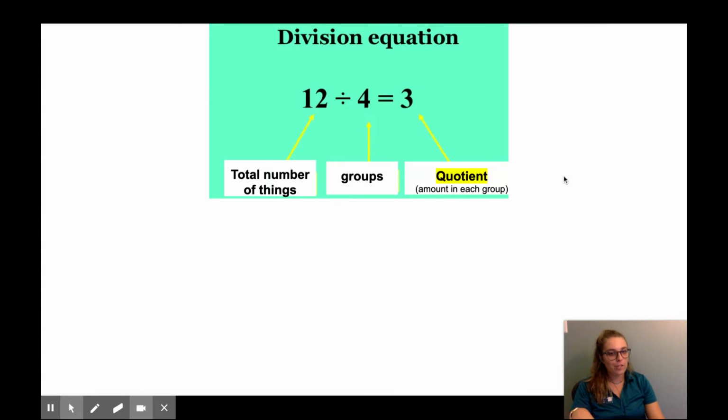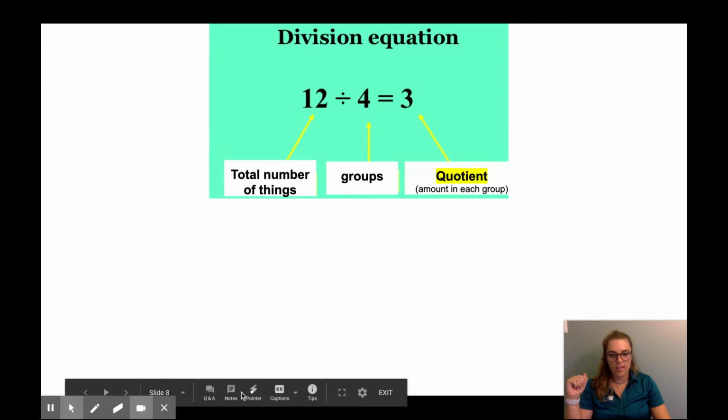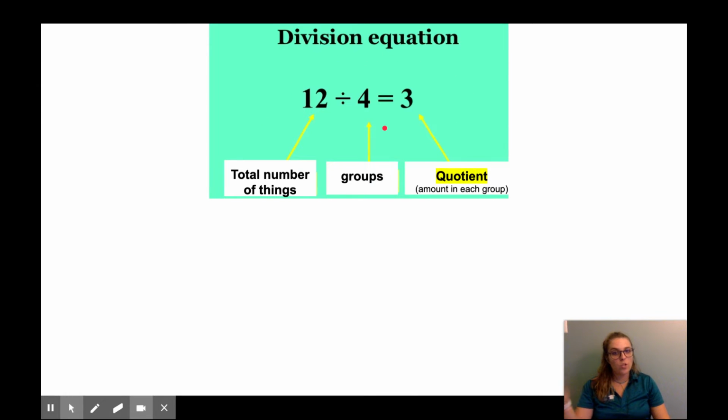Let's break it down for us a little bit here. Here's the division equation. We've talked about it yesterday. 12 divided by 4 equals 3. 12 is my total number of things I have. 4 is the amount of groups I'm splitting it into. And 3 is the quotient, or the amount in each group. So let's see how this would look in a multiplication equation.